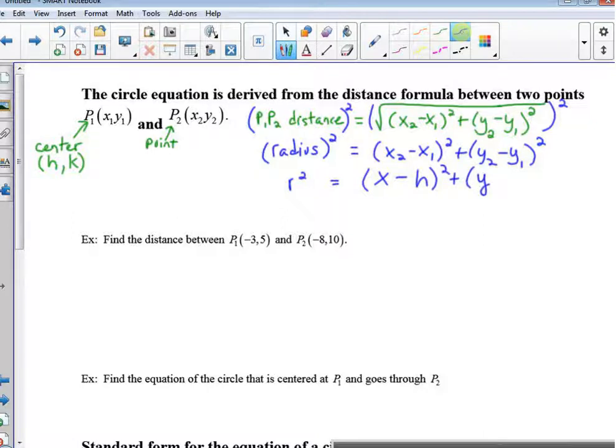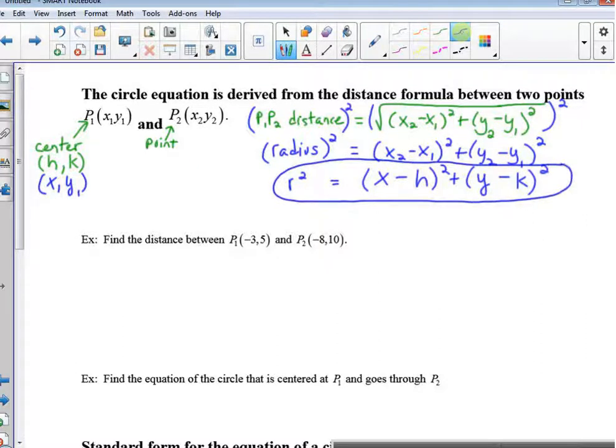And then y2 I'm just going to turn into y because I'm replacing y1 with k. So this was x1, y1 over here, h and k. So that's how I get my equation. So find the distance between P1 and P2.